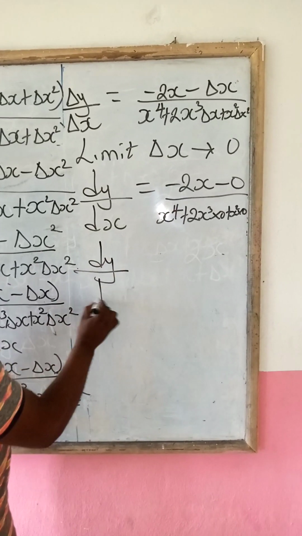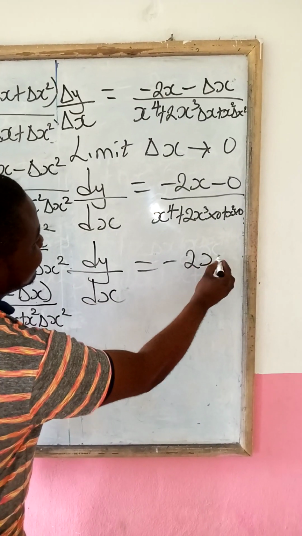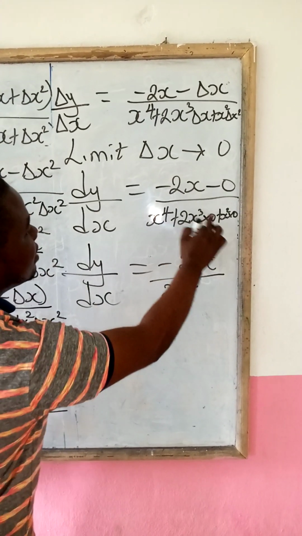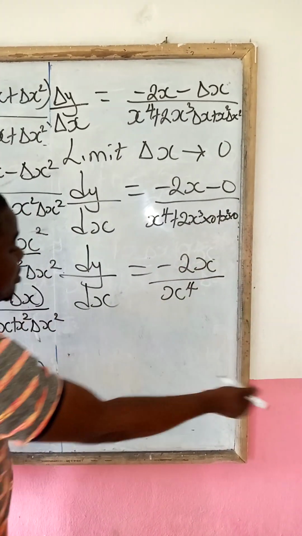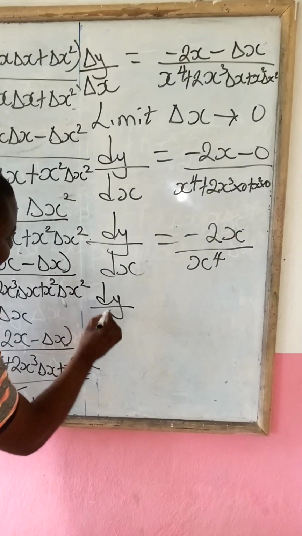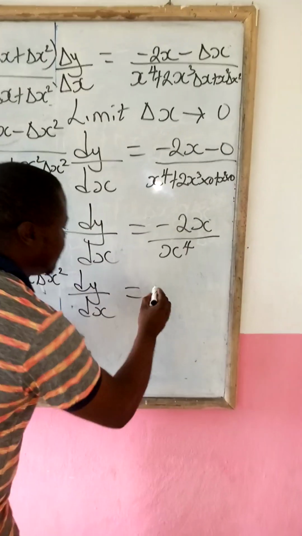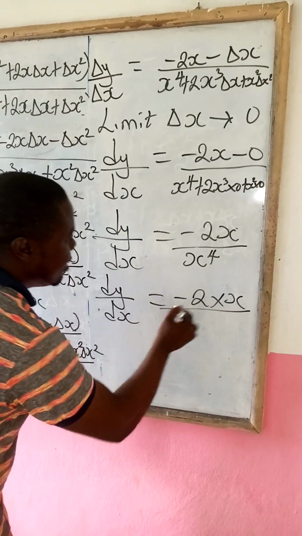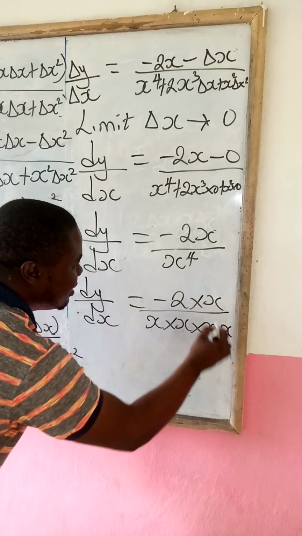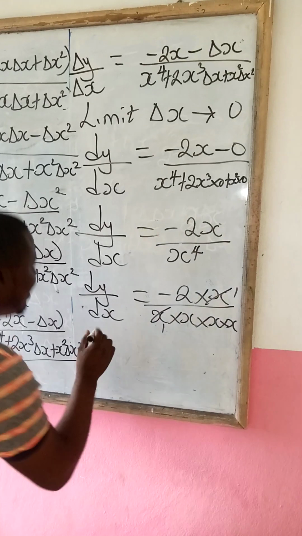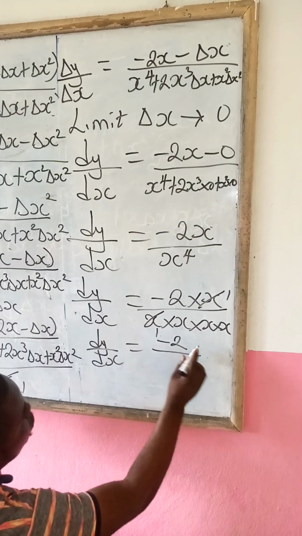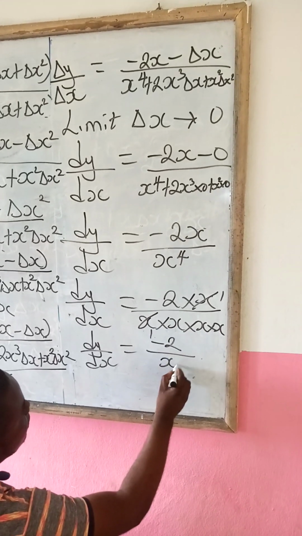So my dy/dx equals minus 2x, as you can see, all divided by x raised to the power 4, since 2x raised to the power 3 times 0 gives 0, x squared times 0 is 0. So this is what is remaining. But you can still break this down in case you don't know. My dy/dx here, minus 2x means minus 2 times x. X raised to the power 4 means x times x times x times x. If this cancels this, we are left with our dy/dx will now remain minus 2 over x times x times x, which is x raised to the power 3.